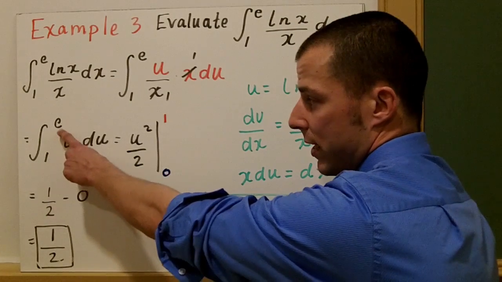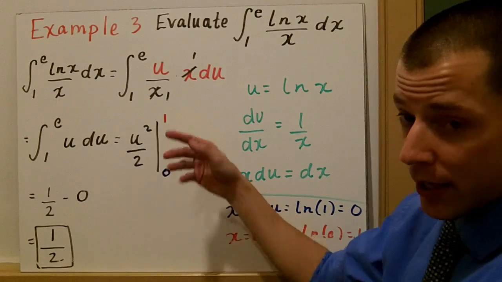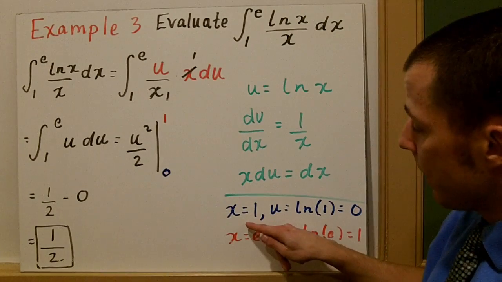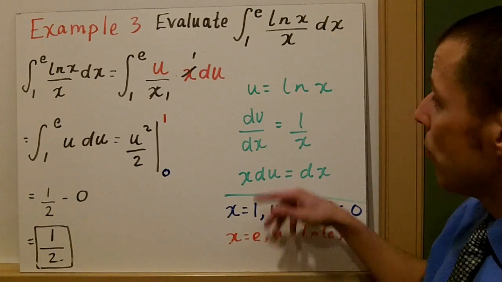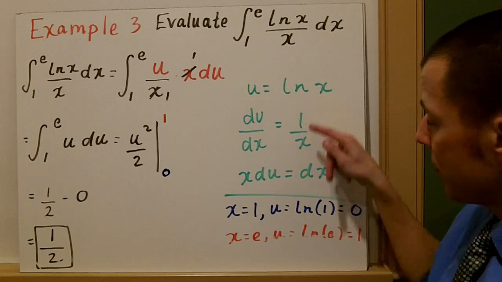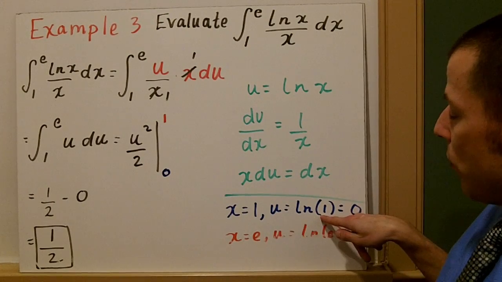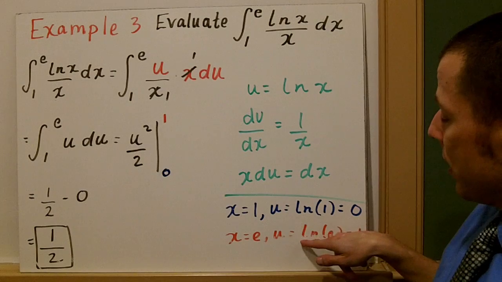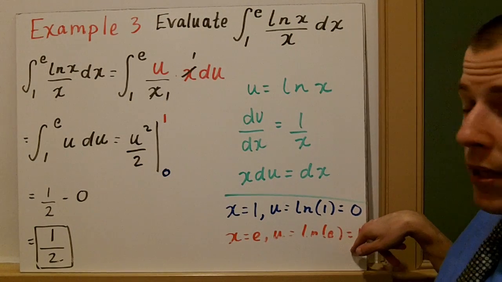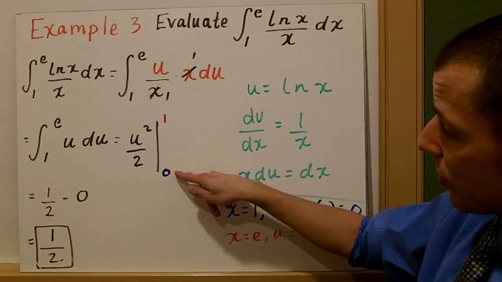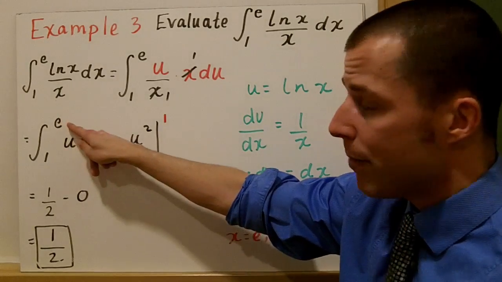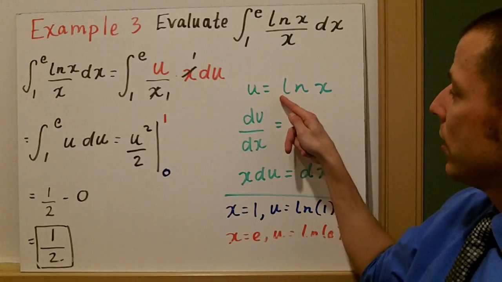Okay? I integrate u, which is u squared over 2, and now here's where I change my bounds. I've gone from 1 to e and 0 to 1. How do I do that? Well, I plug 1 and e both into what my u function is. So the natural log of 1 is 0. The natural log of e is 1. So that's how I get those new bounds. I plug a and b into u.